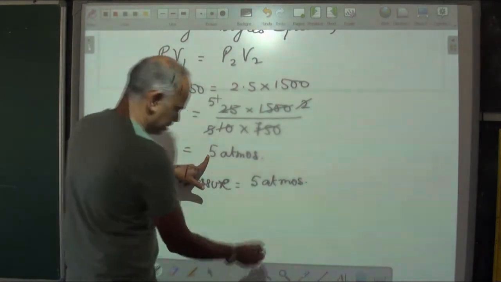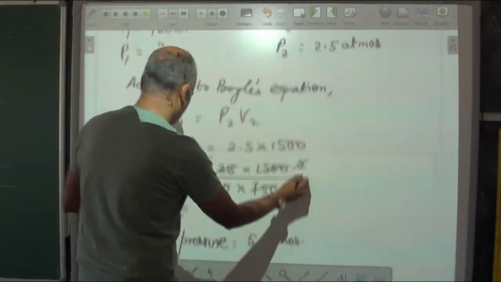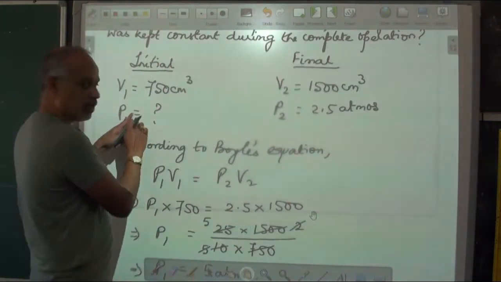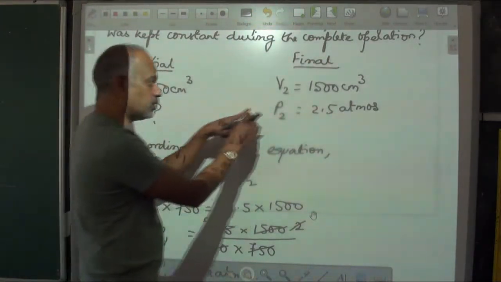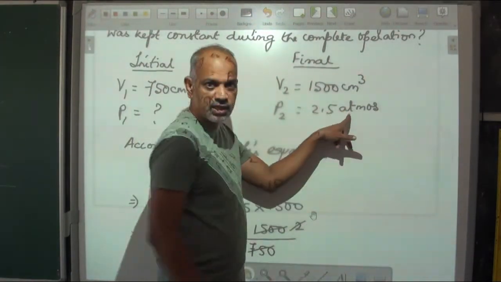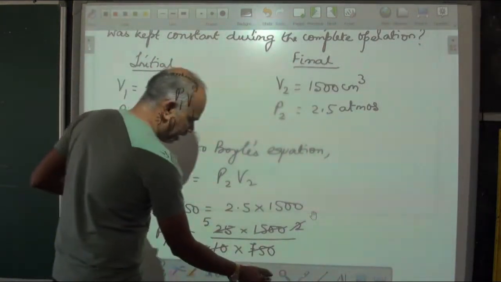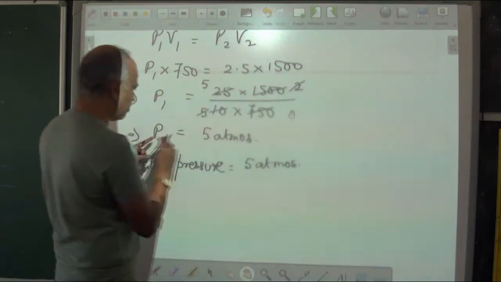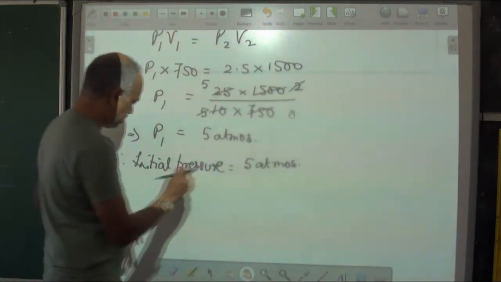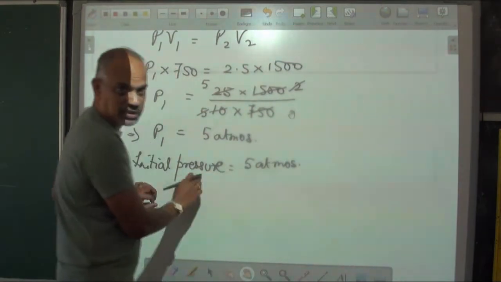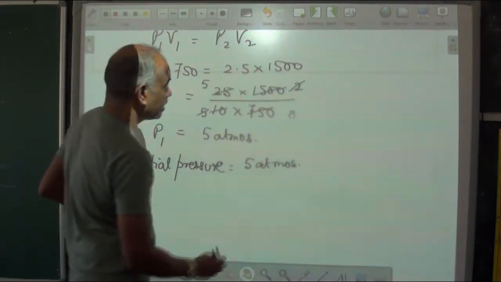Look at this. We are finding pressure P1. So P1 is what we are going to find. Check P2. P2 was given in what unit? It was given in atmospheres. Therefore P1 also must be in atmospheres. So P1 is 5 atmospheres. Therefore, initial pressure is 5 atmospheres. That's what was asked, initial pressure.